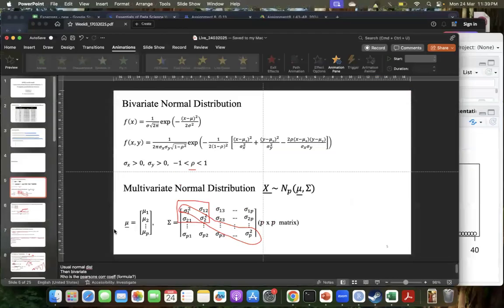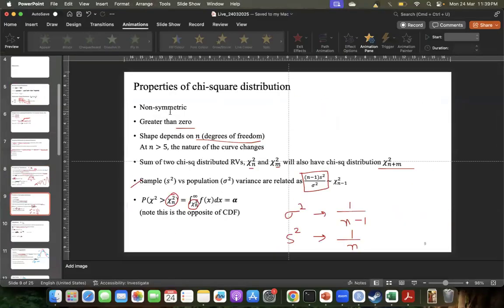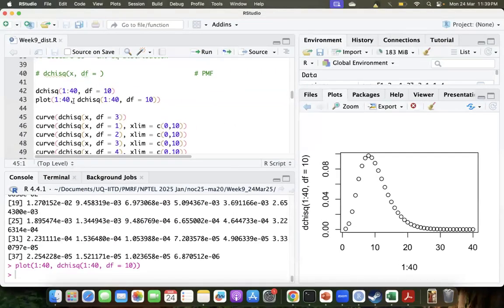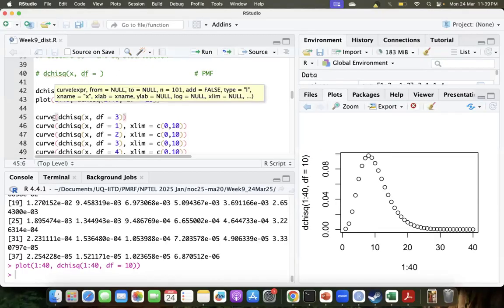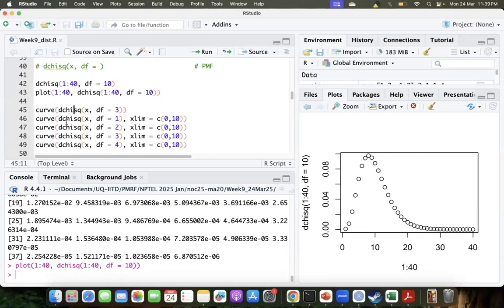Remember what we saw here for chi-square, that it's not symmetric and is greater than 0 and its shape depends on n. So we'll just see what that means. So if you don't want to plot it like that, the other thing is, we also saw this in a couple of classes back, you can directly use the curve function and it does the job.